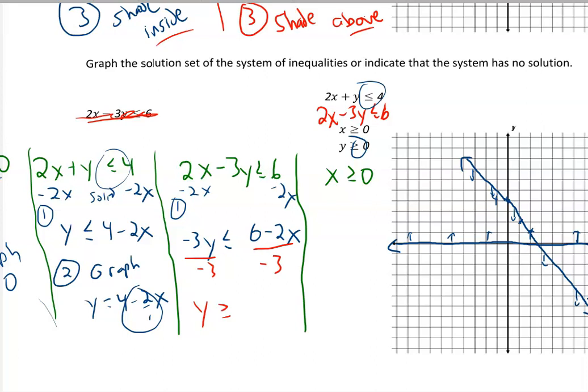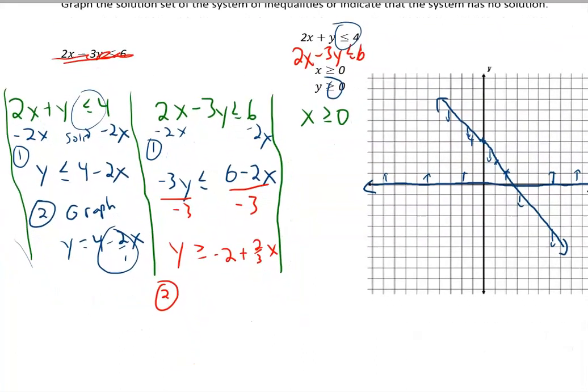And then we're going to have, this will be 6 divided by negative 3. That's going to be negative 2. And then negative 2 over negative 3 will be positive. It doesn't reduce, so we'll just leave it as 2/3. And then we'll put the x to the side. We're going to graph this as an equation. So we're going to graph y equals negative 2 plus 2/3 x.